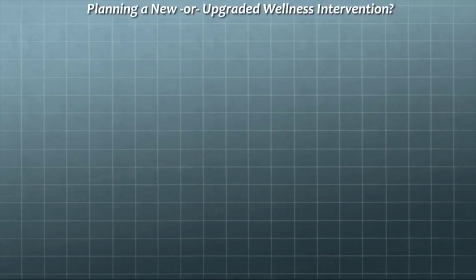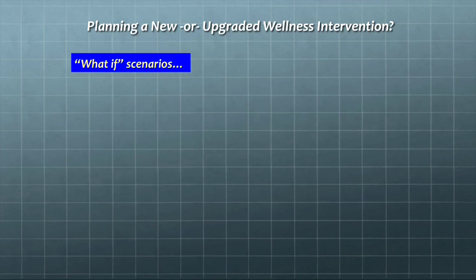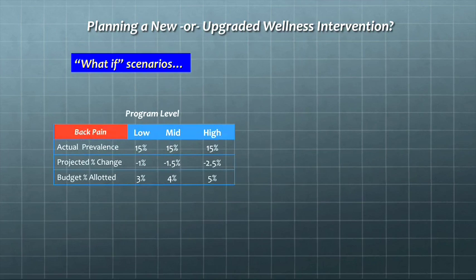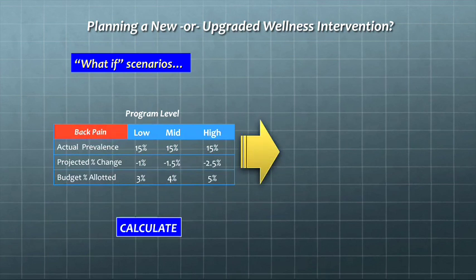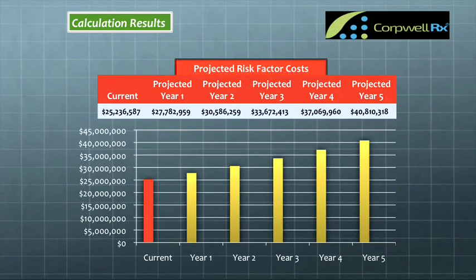If you are planning a new or upgraded wellness program, policy, or incentive, you can run multiple what-if scenarios on Corpwell RX by simply inserting real or projected values into selected data windows and then clicking the Calculate button. The first table and corresponding bar graph show current and 5-year projected costs tied to all of the targeted risk factors based on your organization's demographics entered in the data tables.